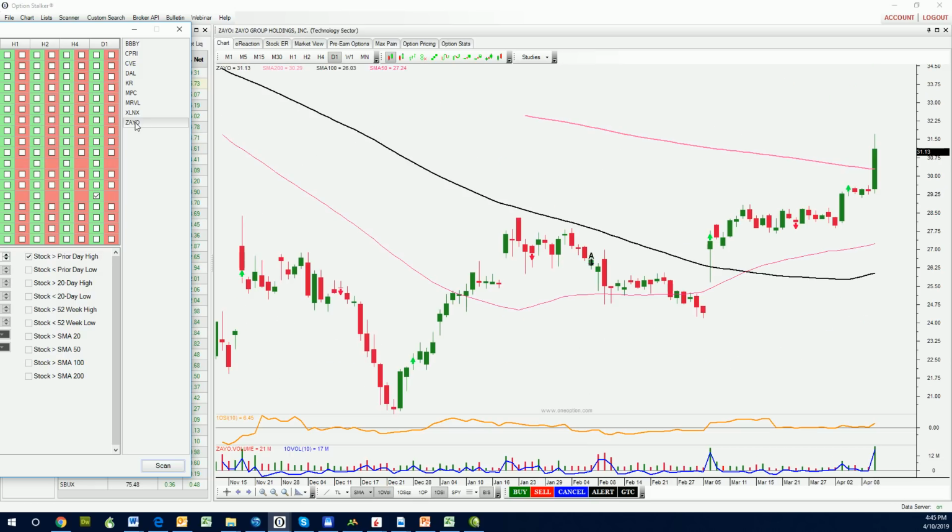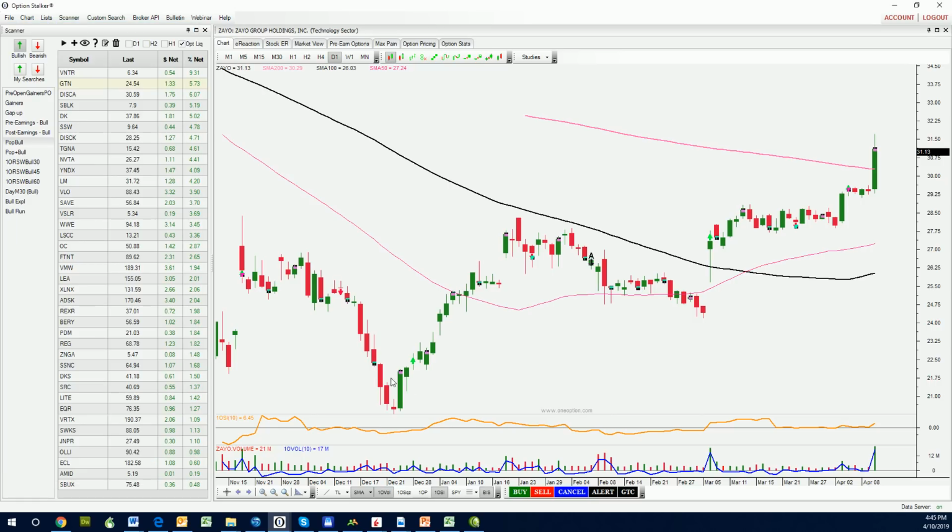ZAYO, pretty good trend there. Nice tight patterns. Yeah, this is nice. Good relative strength. Good volume. Nice breakout. Above the 200-day moving average. I really want to buy it on that 200-day moving average because that's going to be support. And my game plan is so much easier if I can do that.